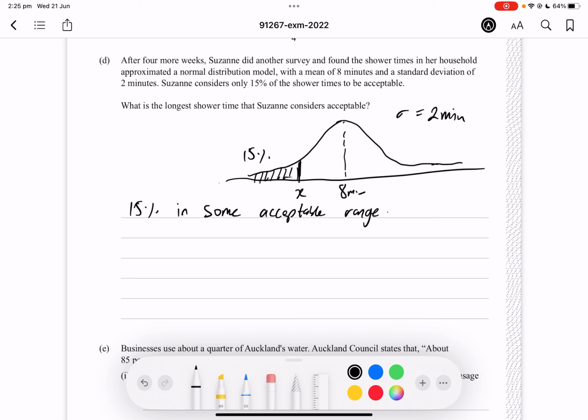And for this question, it's really just about using the calculator again. So you're going to be using an inverse normal to find the inverse. So you're going to give it the area. Area is 0.15, left tail. And the standard deviation 2 minutes with a mean of 8 minutes. And you should get that this X value here is 5.93 minutes. So therefore, showers under this time are acceptable.